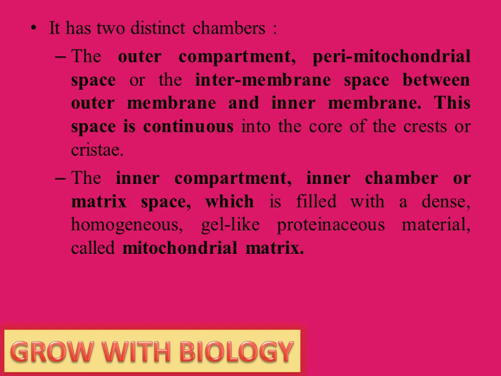Now it has two compartments. The outer compartment is known as the perimitochondrial space, which is between the outer membrane of mitochondria and the inner membrane. The central inner chamber is known as the inner compartment or mitochondrial matrix, whereas the space between the inner membrane and the outer membrane is known as perimitochondrial space, also known as intermembrane space.